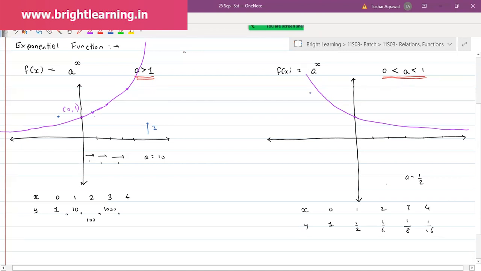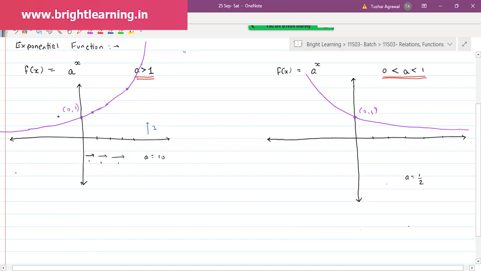This is the graph of a raised to x when a, the base I am giving a constant, is between 0 and 1. For x equals 0, the image is 1. Okay. Do you agree with me? The graphs? Yes, sir. Okay. And now the domain and range of these functions.